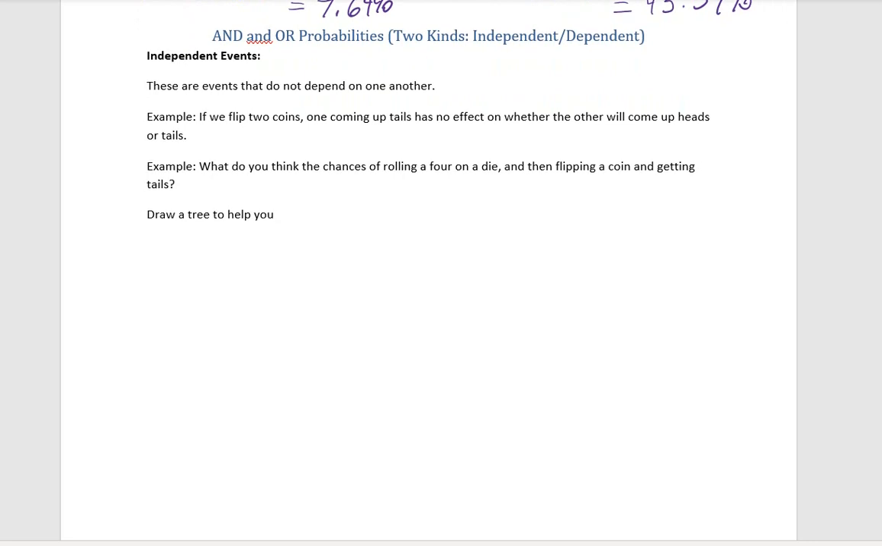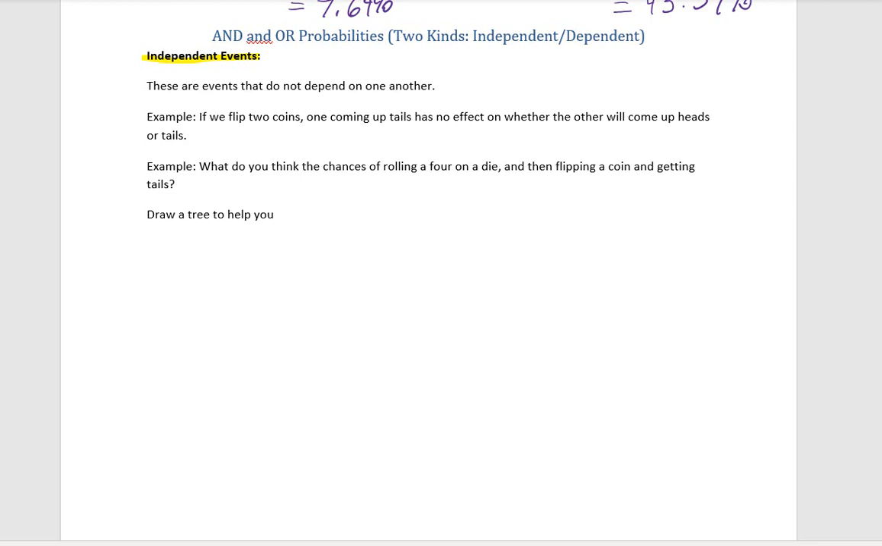All right, so we're going to be looking at and or probabilities, and we're going to be looking at 2 subsets of those. So there's going to be independent and dependent. So first we're going to be talking about independent events. What these are, are events that don't depend on one another. So for example, if I flip a coin, okay, if it comes up tails, that's not going to have any effect on whether the next one comes up tails.